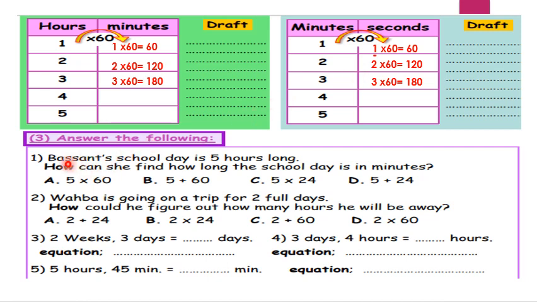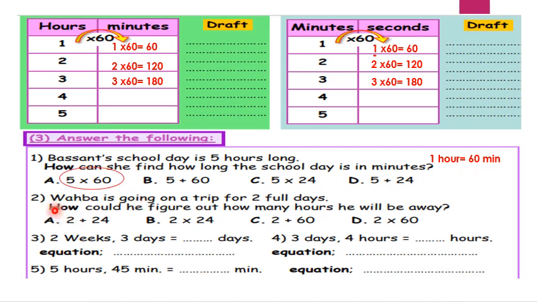Let's go here to the story problem. Basan's school day is 5 hours long. How can we find how long the school day is in minutes? Here I have hours and I want to get how many minutes are in 5 hours. We convert from hours to minutes. As we mentioned before, 1 hour equals how many minutes? Great job. 1 hour has 60 minutes. So what about 5 hours? It will be 5 by 60. So the choice will be A.